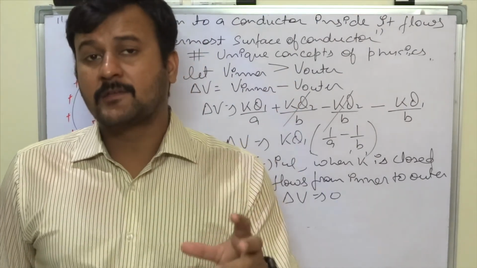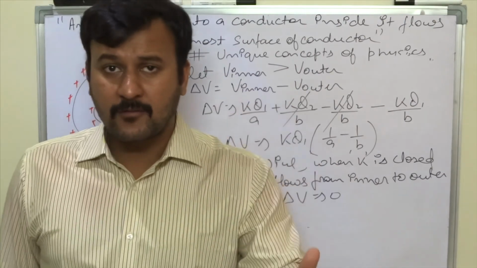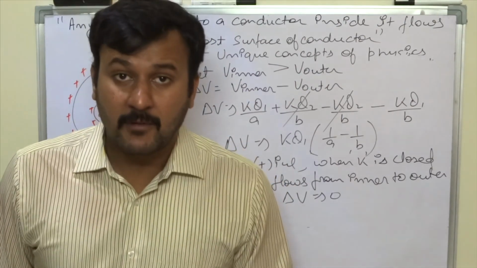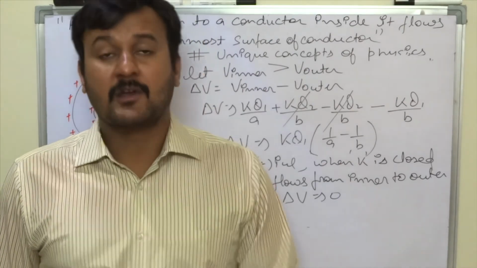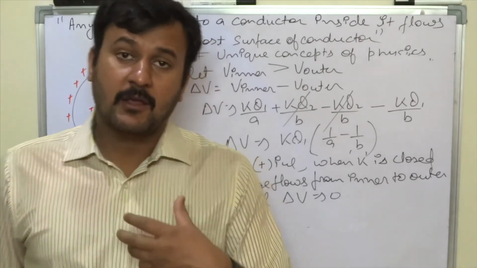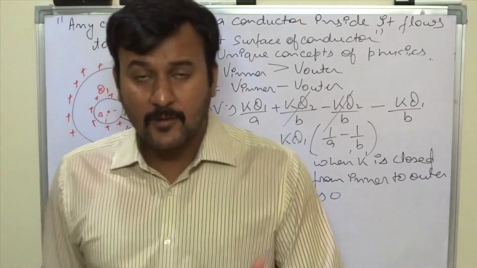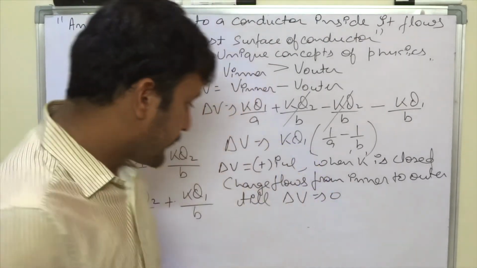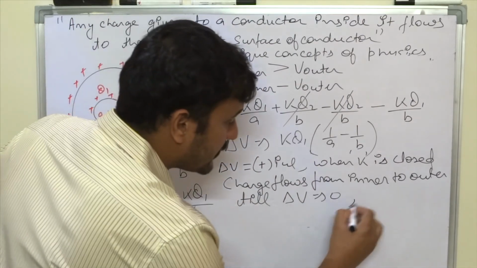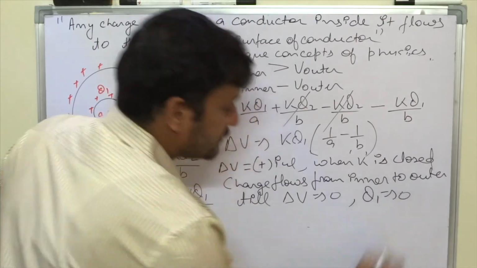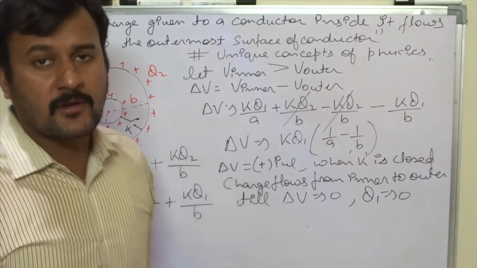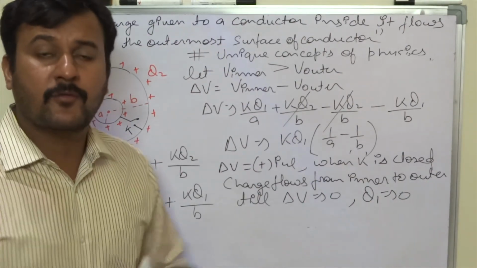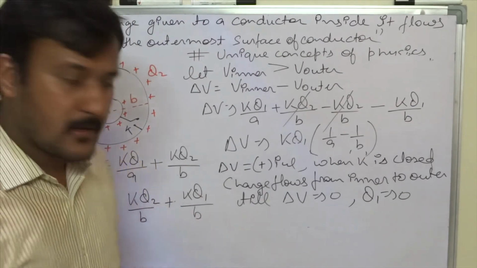And as soon as the complete charge appears on the outer sphere, the change in potential, delta V, will become 0. Potential difference will become 0. And if potential difference becomes 0, then no charge will flow further. So till delta V becomes 0 and till Q1 becomes 0. And how is Q1 becoming 0? Q1 is in fact not vanishing, Q1 is flowing from inner to outer sphere.